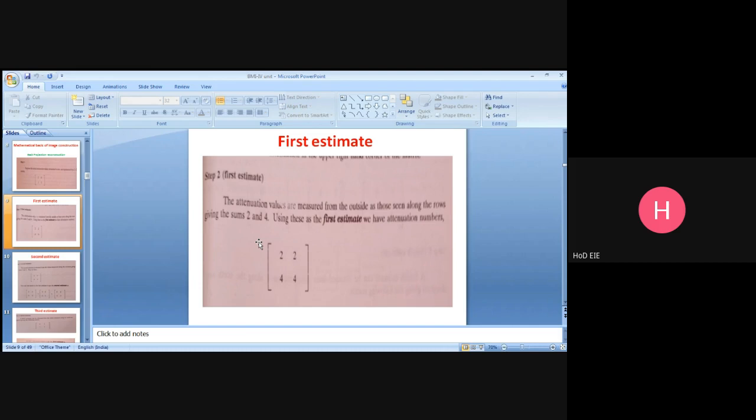As I told you, you have to add along the rows. In your previous matrix 2 comma 0, 1 comma 3, if you add 2 plus 0 you get 2, 2. You put it here. Then this 2 plus 2 gives 4, which gives the sum 4. So you are getting the first estimate as 2 comma 2, 4 comma 4.